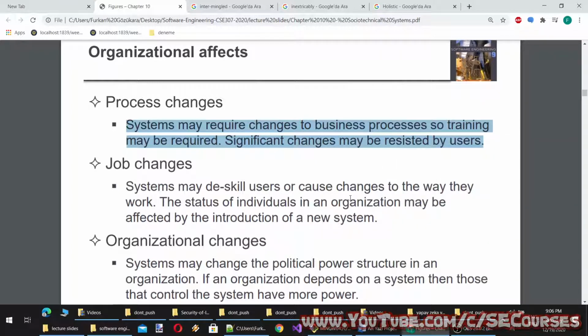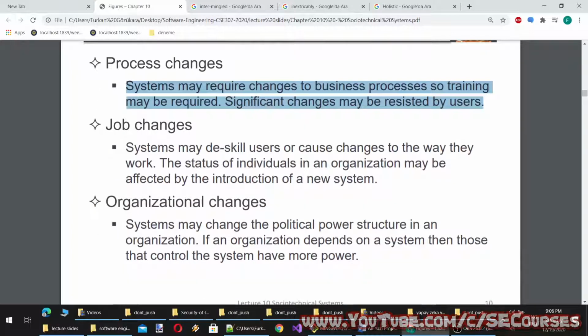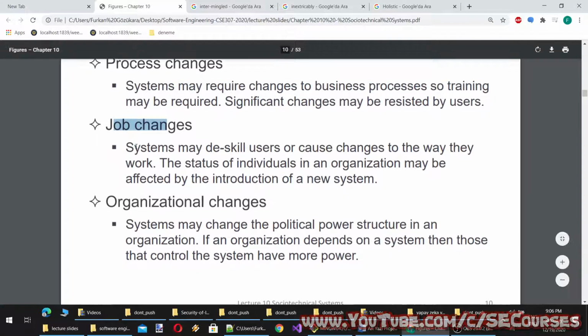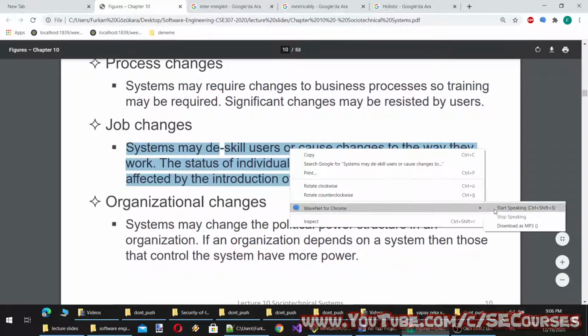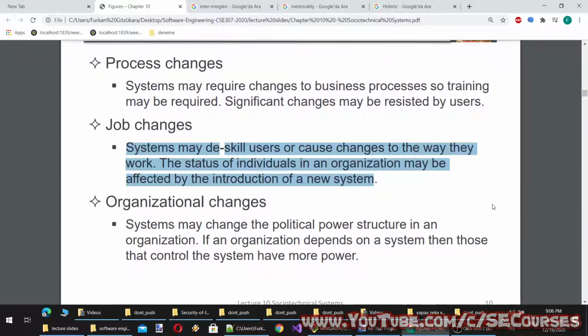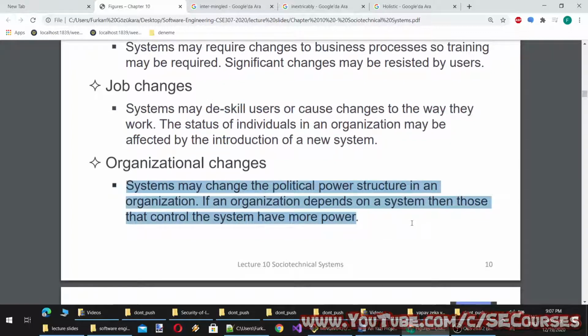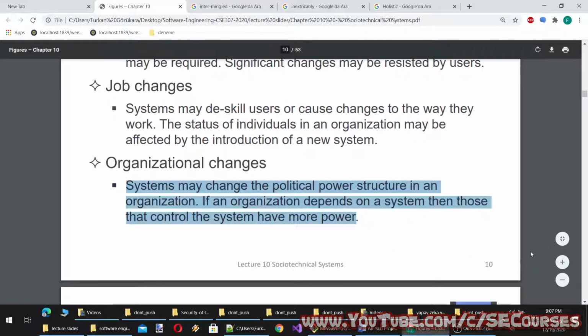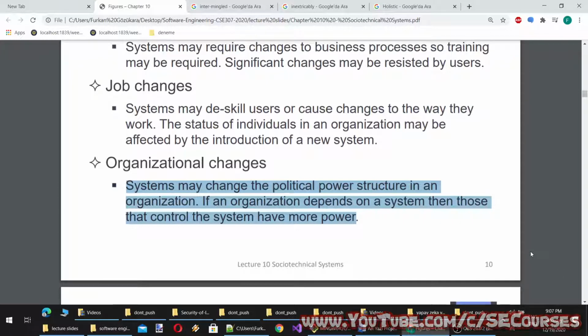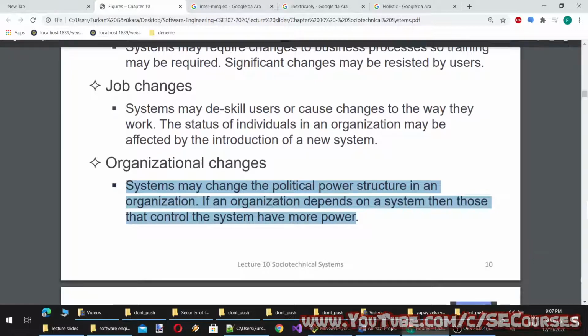Okay, and organizational effects, process changes. Systems may require changes to business processes, so training may be required. Significant changes may be resisted by users. Job changes: systems may de-skill users or cause changes to the way they work. The status of individuals in an organization may be affected by the introduction of a new system. And organizational changes: systems may change the political power structure in an organization. If an organization depends on a system, then those that control the system have more power. Okay.